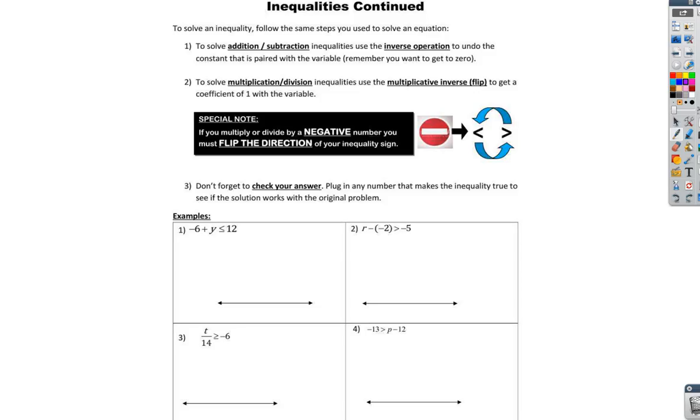So on the next page, we just have a little bit of review that you can read through if you ever forget how to solve an inequality. It's just like equations. We're doing the opposite of what we're doing in our equation. So here are a few more examples.